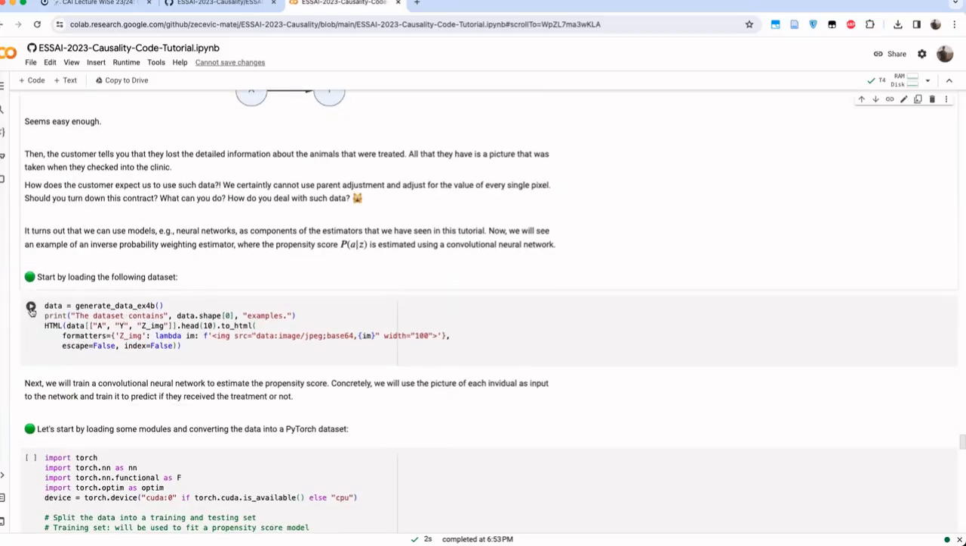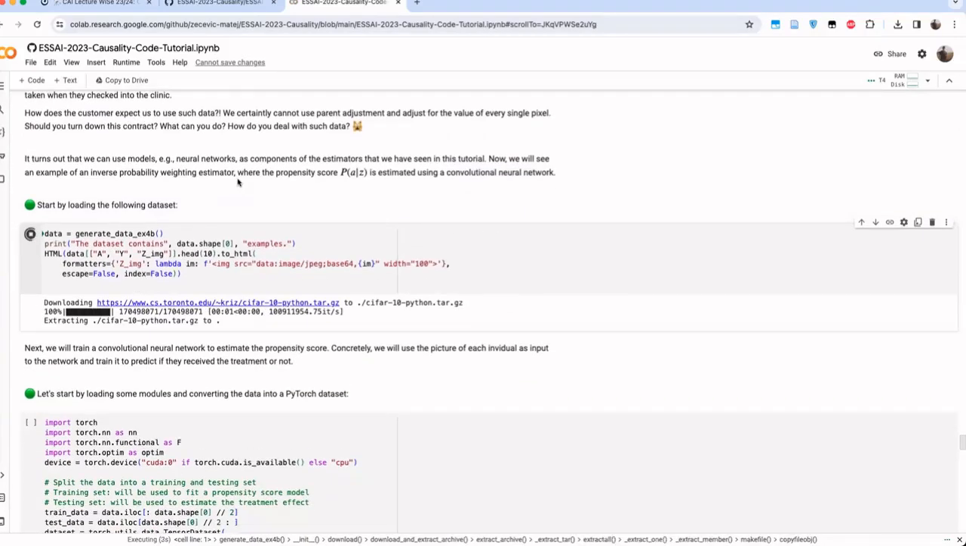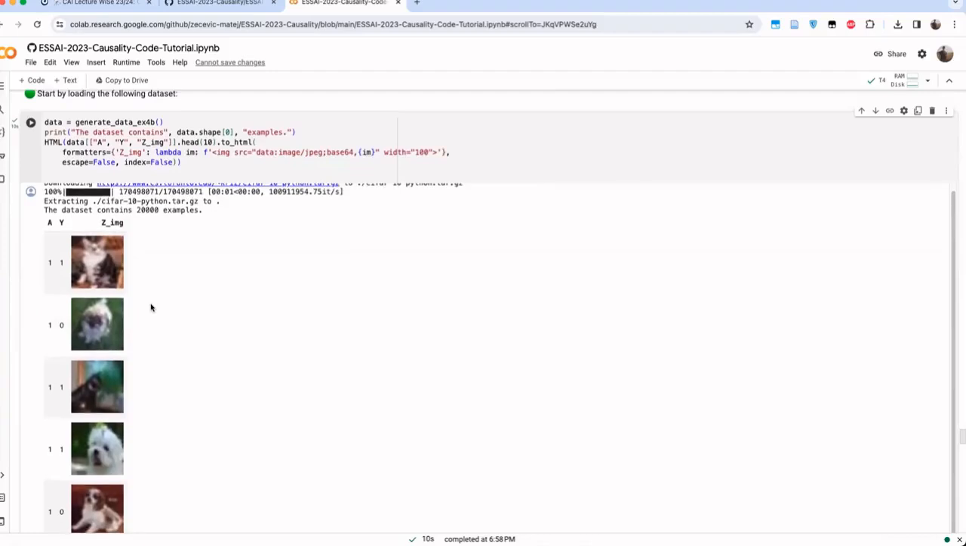So let's first now load the data set. This data set is going to have essentially these three dimensions: whether someone was treated, what the outcome is, and what the image is. But only for a subset are we going to be able to use this. So here we are just using CIFAR-10 essentially. And what you can see, this is now the ground truth data set for the moment.